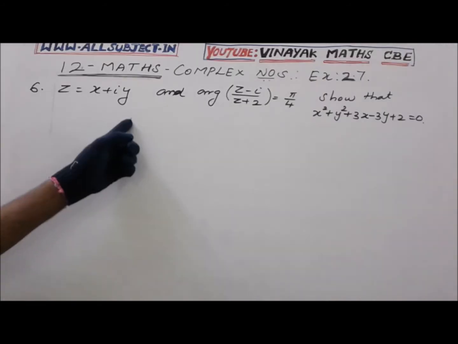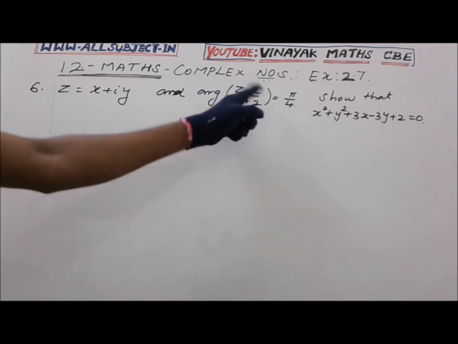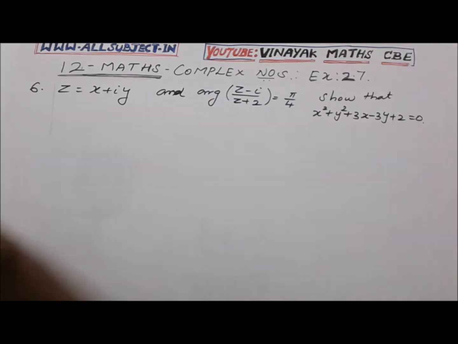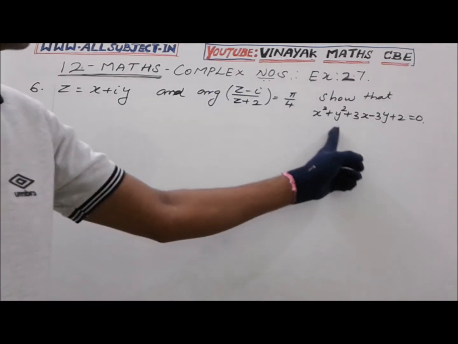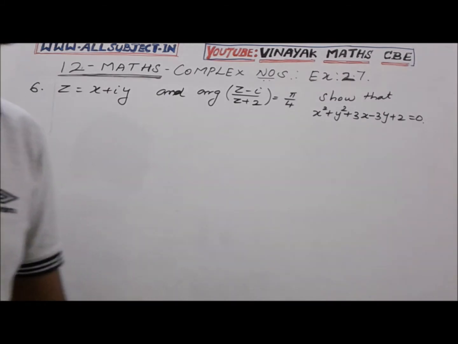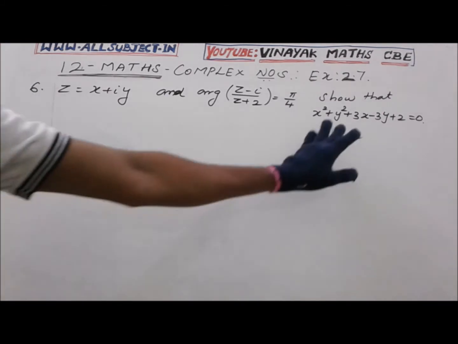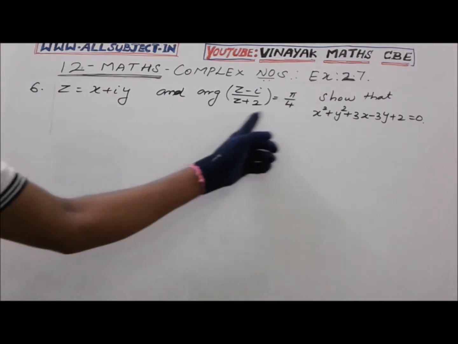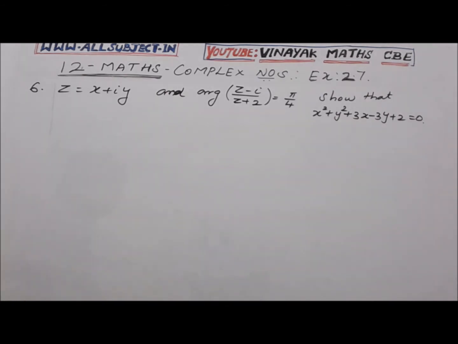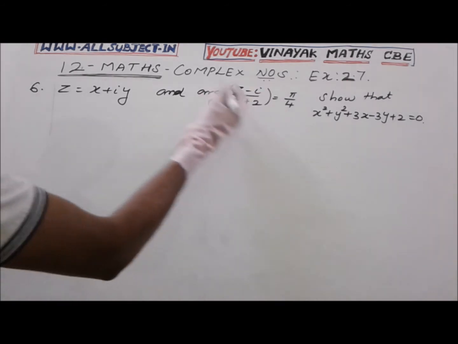Given z equal to x plus iy and argument of (z minus i) by (z plus 2) equal to pi by 4, show that x square plus y square plus 3x minus 3y plus 2 equal to 0. By using this condition, we should prove x square plus y square plus 3x minus 3y plus 2 equal to 0. Given z equal to x plus iy, just substitute in this.